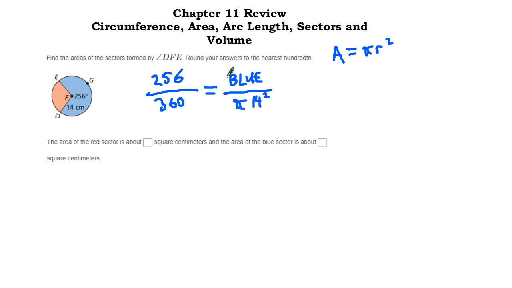It's the area of that sector, so I don't have a symbol for it. So we're going to cross multiply and figure out what blue is. So I get, let's use a different color, 360 times blue, that's how we cross multiply, and then 256 times pi times 14 squared, I think that's 196. You'll correct me later if I got that wrong. And blue is equal to, we'll divide both sides by 360.